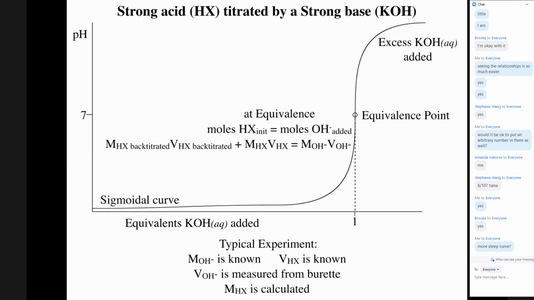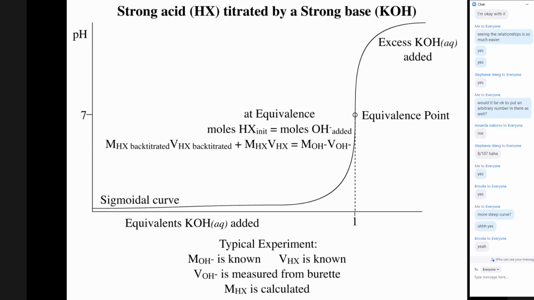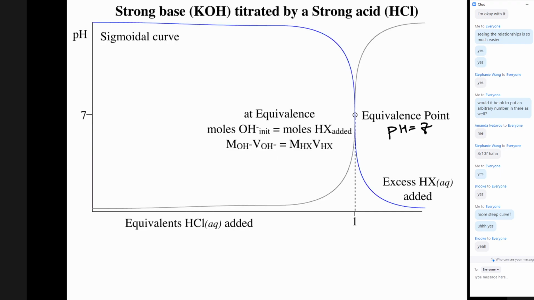Would it still be so sigmoidal? Yeah. And would it still have pH of 7 at equivalence? Yeah. It just would start with base instead of acid. So it would look kind of like that.